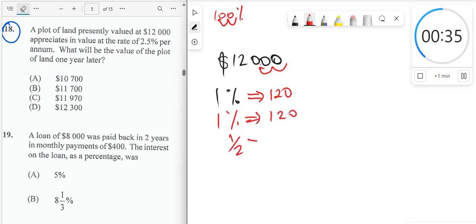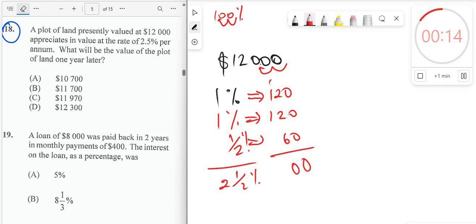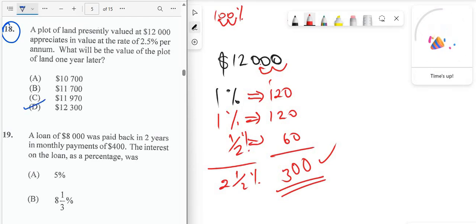And a half percent will be half of 1%. What's a half of 120? 60. You can think of a half of 12 is 6. So 60. Now I have my 2.5%, which we can just add up. 0, 2 plus 2 is 4 plus 6 is 10. Carry the 1. 1 plus 1 plus 1, that's 3. $300. So the answer will be the 12,000 plus the 300. It goes up by $300. So that's my solution: 12,300.